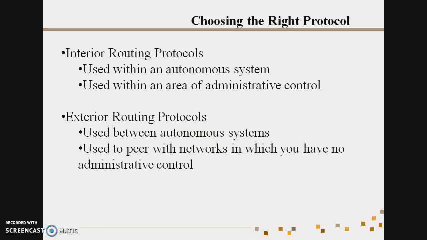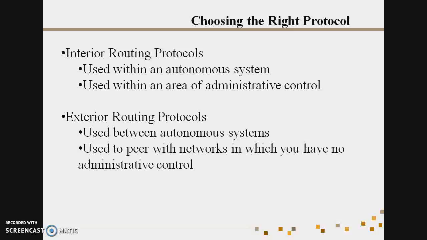So when you talk about your autonomous systems, we talk about interior gateway routing protocols and exterior gateway routing protocols. Interior gateway routing protocols, or interior routing protocols, should be used within an autonomous system where you have administrative control. An exterior gateway routing protocol will be used across autonomous systems, between them, where one particular router helps to contact the other router in the other network.